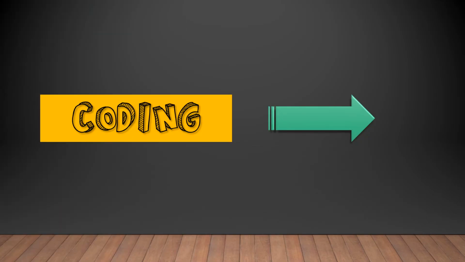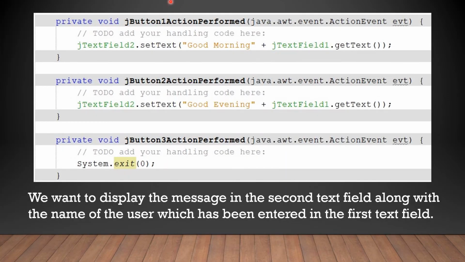Now let us see the coding of the program. So this is the coding. You already know how to proceed to the coding window. You just have to double click on the button for which you want to add the code. When you double click on button 1, you will be taken to its coding part. When you double click on button 2, its coding part will be shown. So you just double click on the button and you will be taken to the coding part, and you can add the coding.